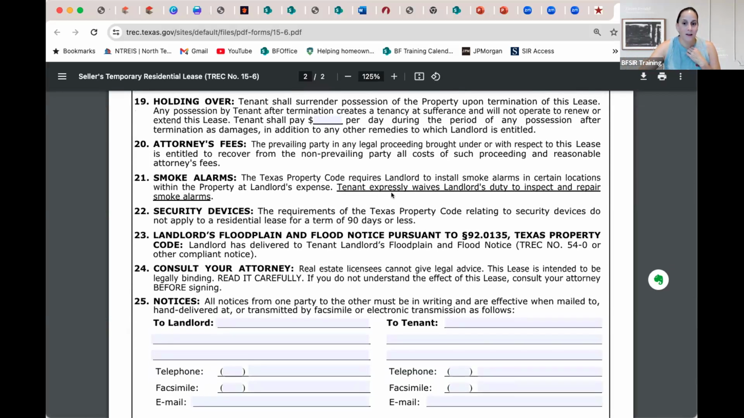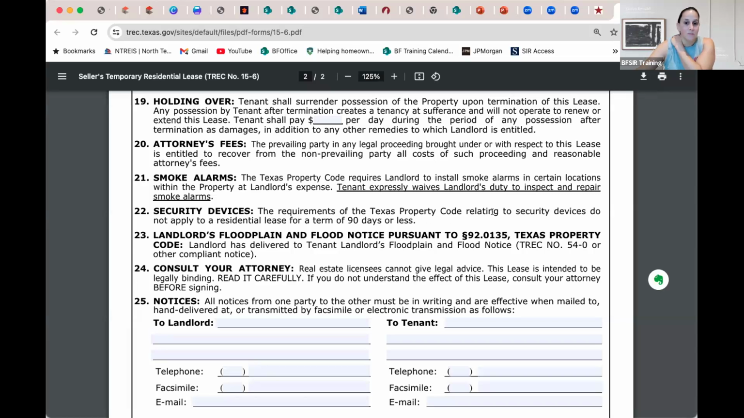Smoke alarms: tenant waives landlord duty to inspect and repair smoke alarms. I don't know why they don't also waive the flood disclosure, because technically the buyer has to deliver to the seller the flood disclosure form, even though the seller has been living there forever and actually has all of the information. That's right here. So landlord, we have to deliver this landlord's floodplain and flood notice, which is really stupid, but is how it is right now. Hopefully they'll change that.